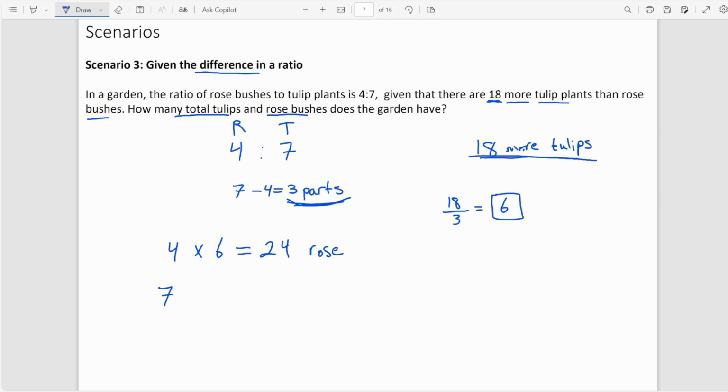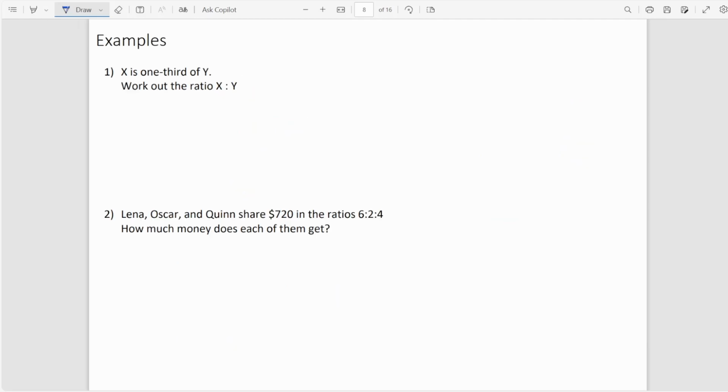Okay. And multiplied by what each part represents, which is 6 plants. And this gives us 42 tulips. Okay, because the 7 parts are the tulip parts. So now the total number of tulips and rose bushes that I have, we would get that by adding 24 plus 42, which gives us 66 in total. Okay, I hope this was clear.